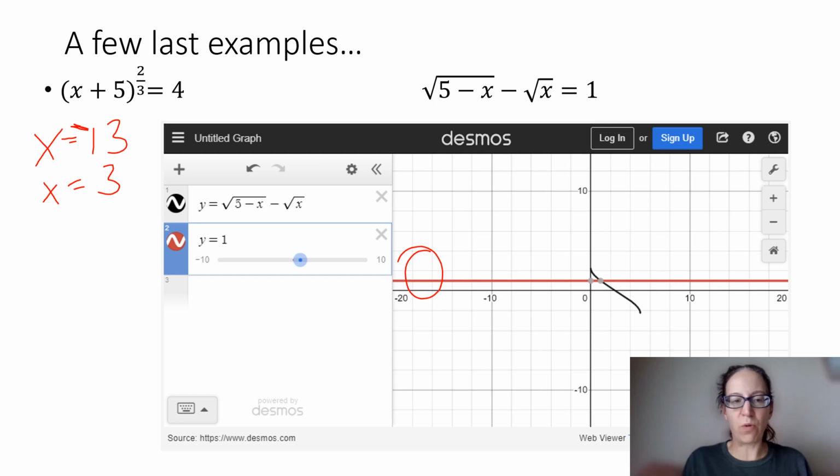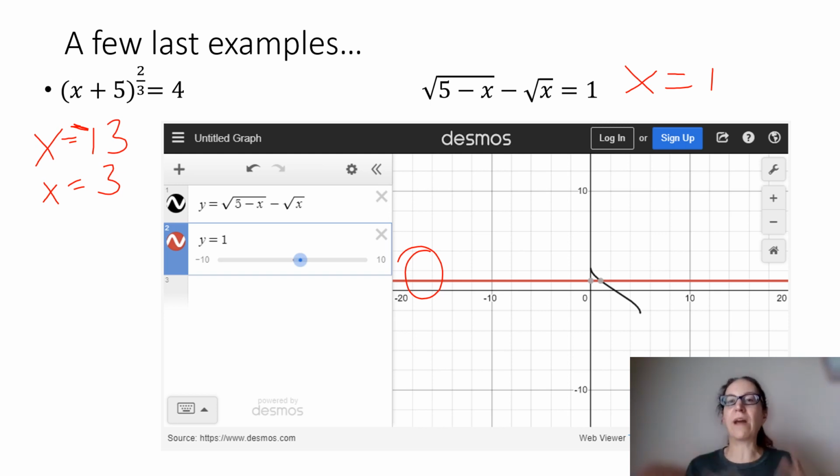And then we have y equals 1. And again, what we're looking for here is where they intersect. And right there, I see the point of intersection, and that would be where x is equal to 1, and there isn't any other point of intersection that we can see. You should be able to see that 5 minus 1 is 4, the square root of 4 is 2, square root of 1 is 1, and 2 minus 1 is 1. And there isn't anything else.